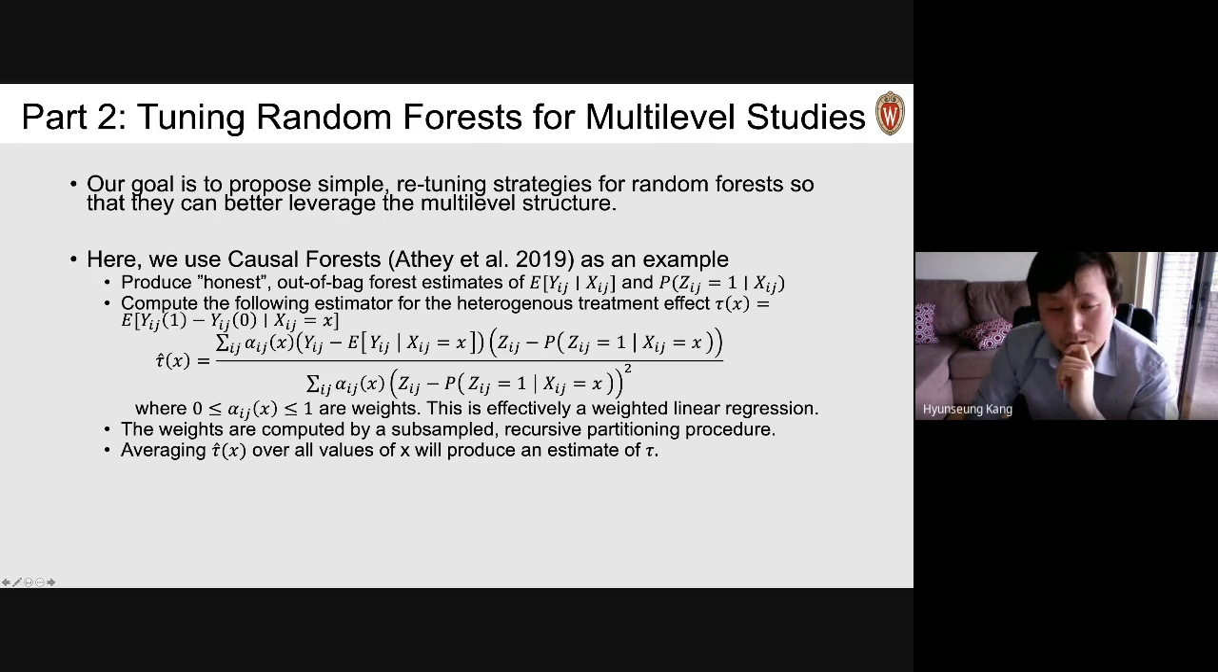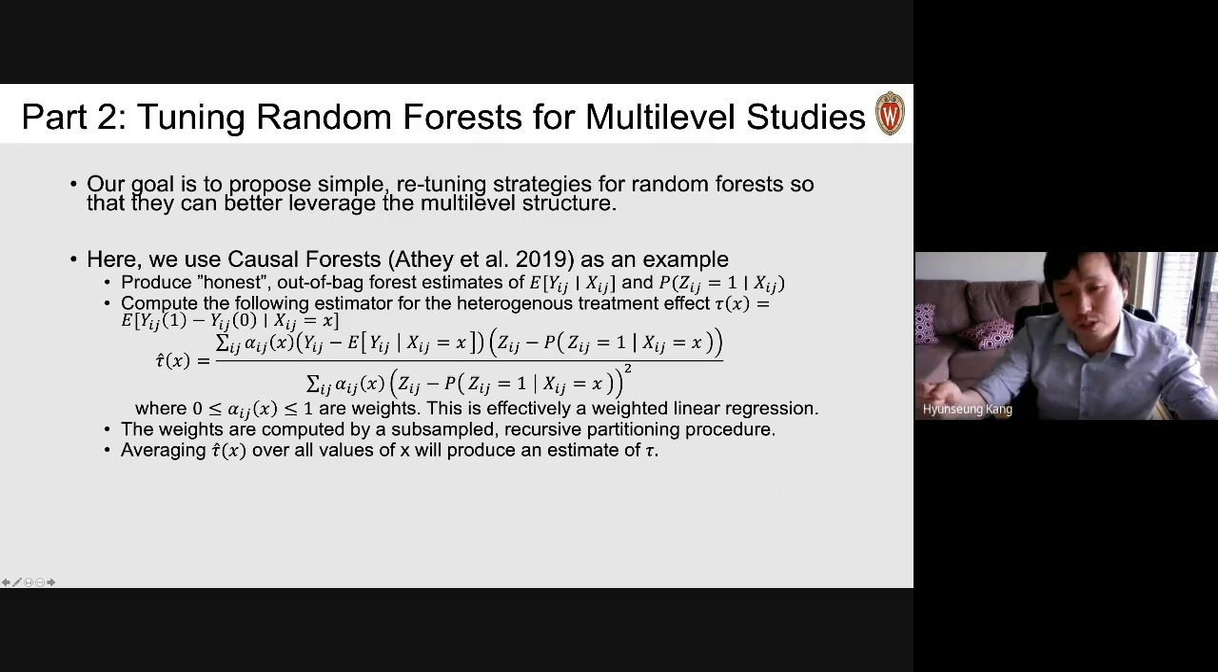And these weights are essentially adaptive weights, so they tell you how much each observation has an influence on the final treatment effect estimate. These weights are computed by a fairly complicated algorithm based on subsampling and recursive partitioning within that subsample. And then once you get estimates of tau x for every x, you can average this over observed values of x to get the estimate of tau. And so this is roughly causal forest in a nutshell.